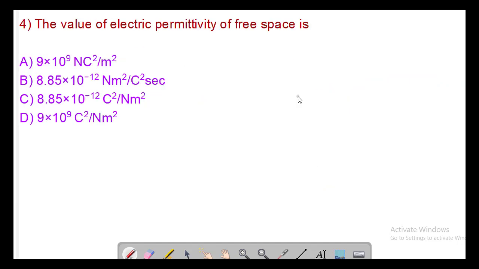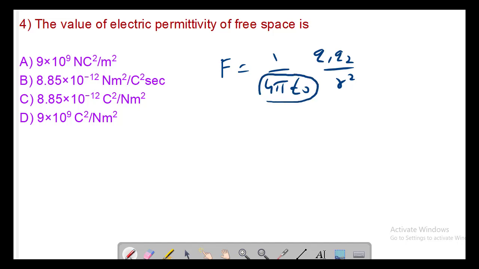Next we come to question number 4. The value of electric permittivity of free space is, so we are given 4 options. So let us write the equation of Coulomb's law: F = 1 upon 4 pi epsilon 0 q1 q2 upon r square. We need to find the value of this, so we just rearrange the equation so that we get 4 pi epsilon 0 equals q1 q2 upon F r square.